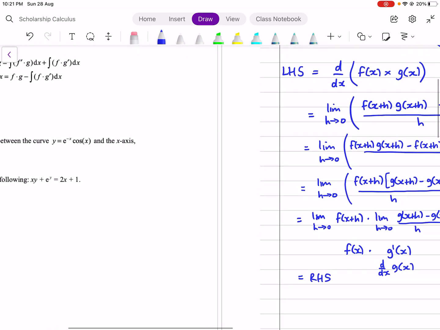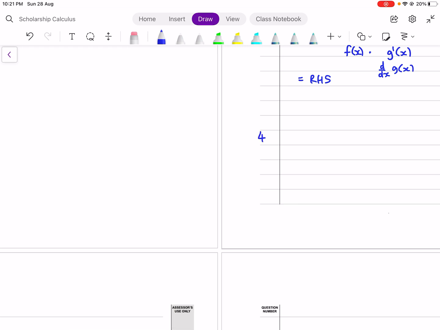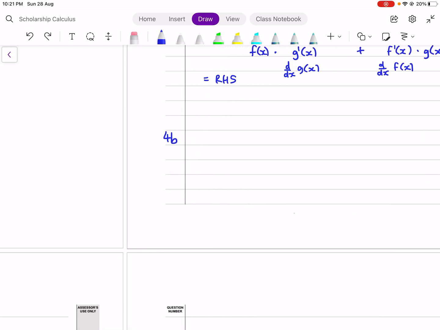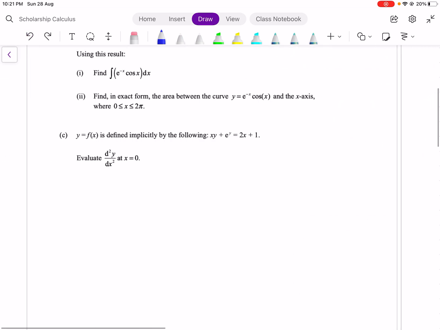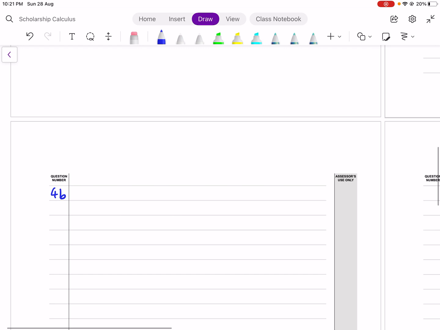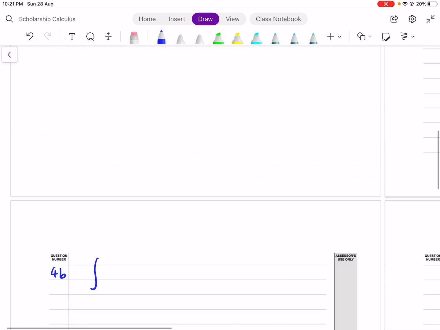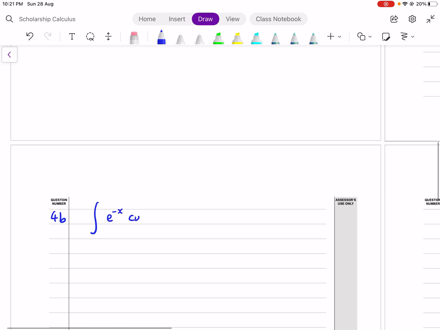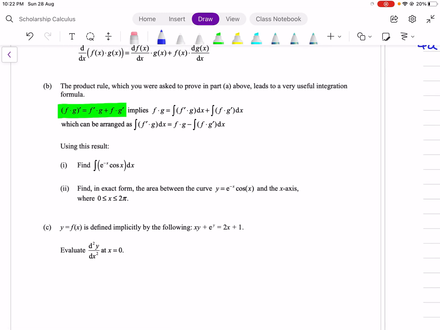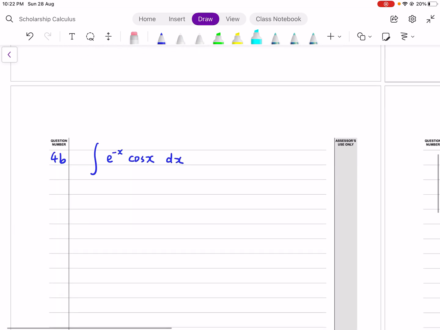Okay, so let's find this integral. I'll start it on a new page. Integral e to the minus x times cosine x. And we need to choose for the integration by parts. So here, what do we make the f dash and what do we make the g? So I'll just write down this integration by parts formula. Integral of f dash g dx is fg minus the integral of fg dash dx.